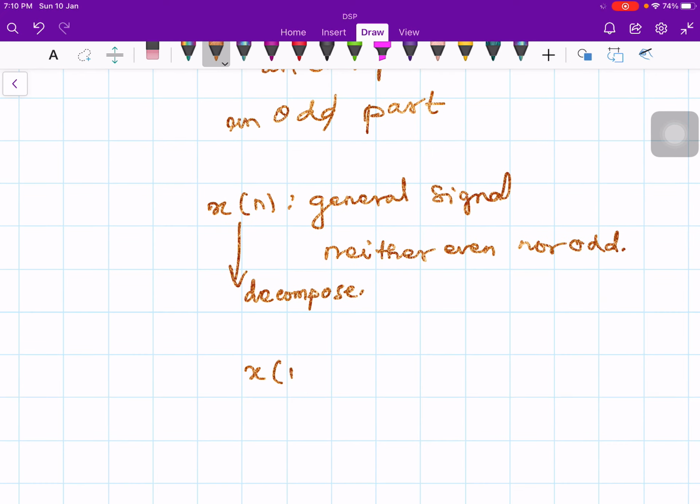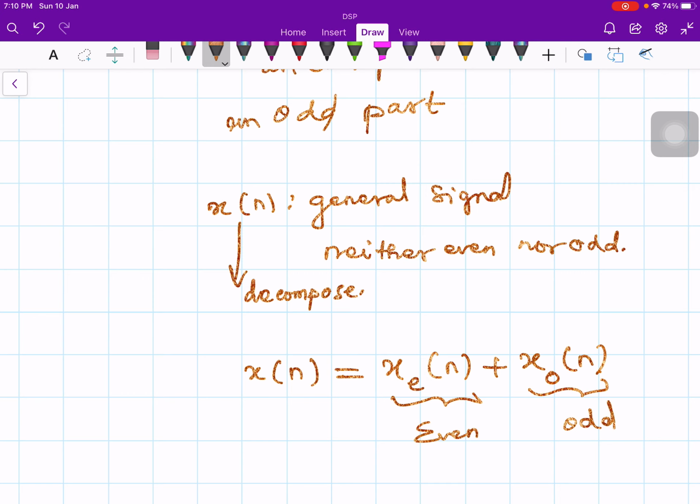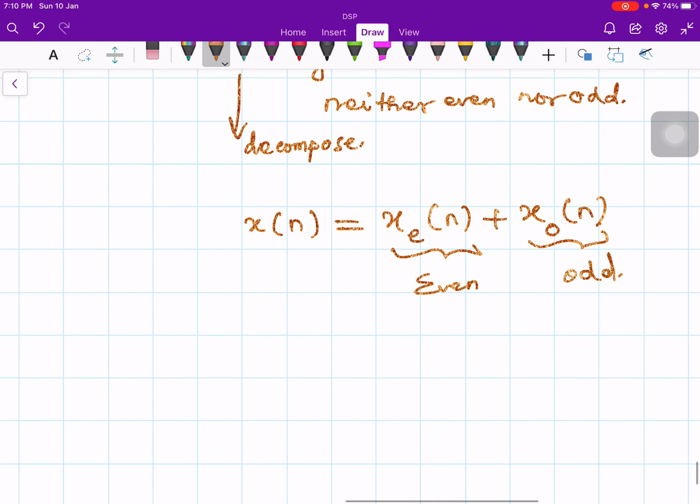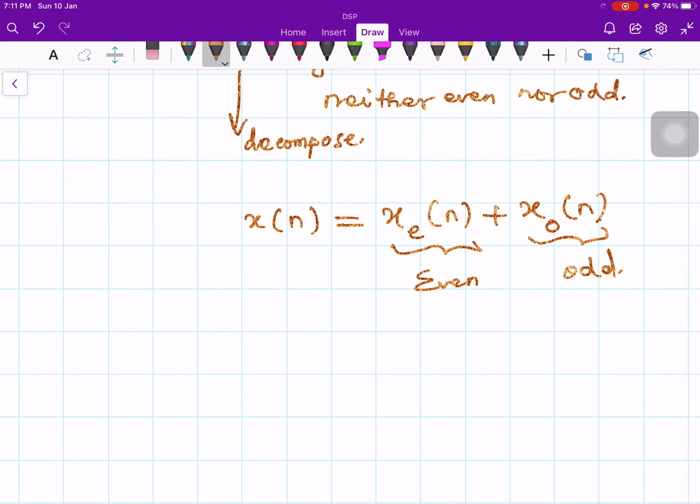So x of n is decomposed into even part, x suffix e of n, plus x suffix o of n. This is the even part and this one is the odd part. So in general, it is a combination of even and odd part. And if you want to find out the even part from the general signal x of n, it is very easy. You just replace n by minus n. So x of minus n is equal to x suffix e of minus n plus x suffix o of minus n.